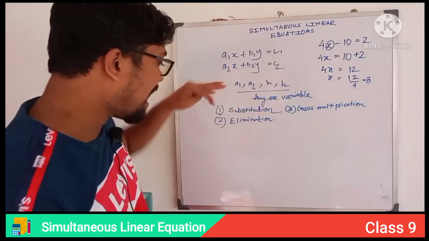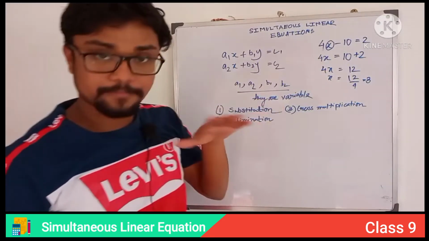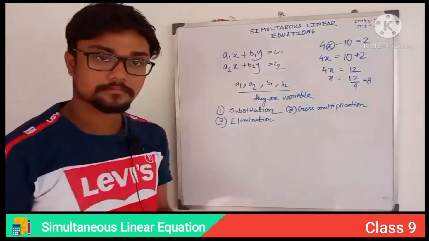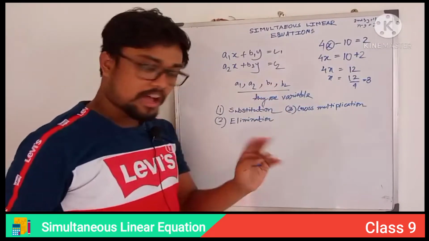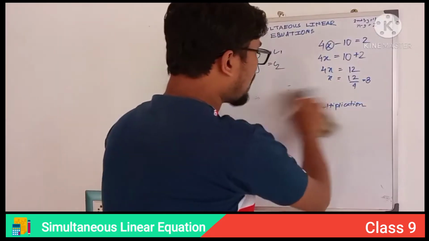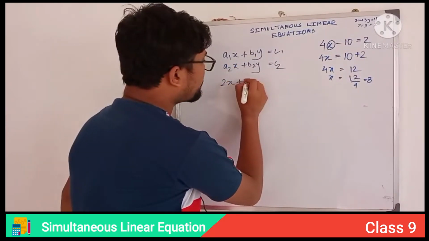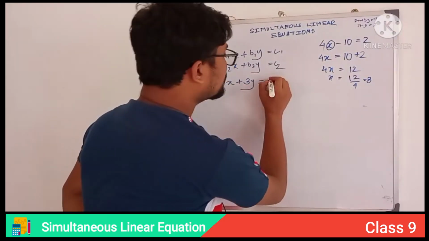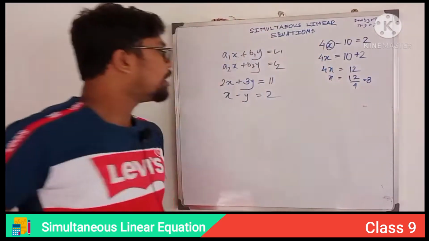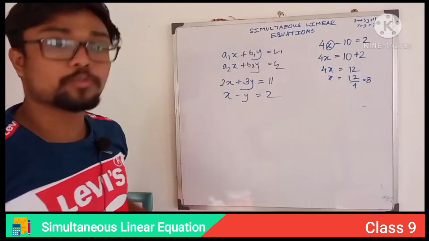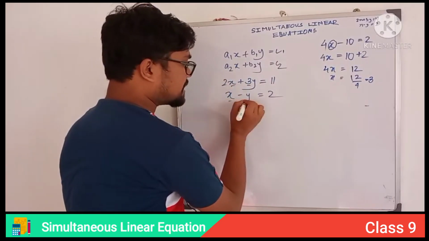Now how do we apply these processes to our equations? So there are three processes: substitution, cross multiplication and elimination. Now I will give you an example and show you how to solve these types of problems. Suppose 2x plus 3y equal to 11, then x minus y equal to 2. There are two linear equations having two variables, x and y.